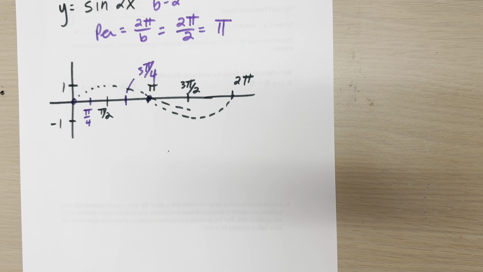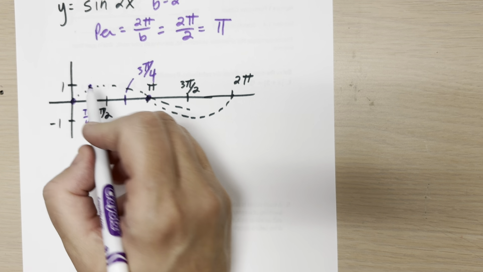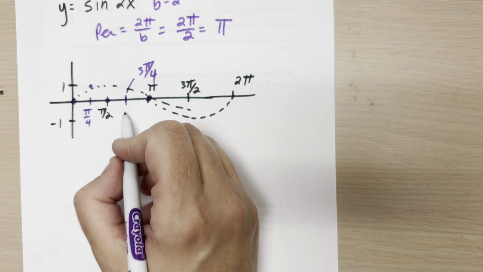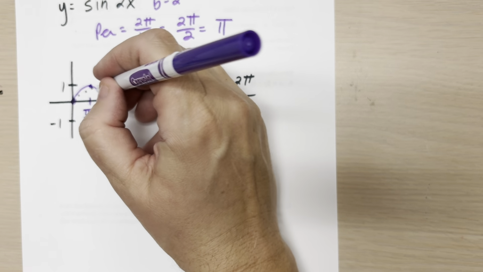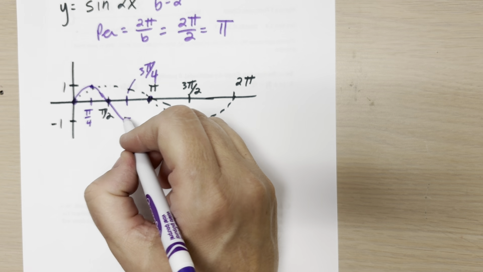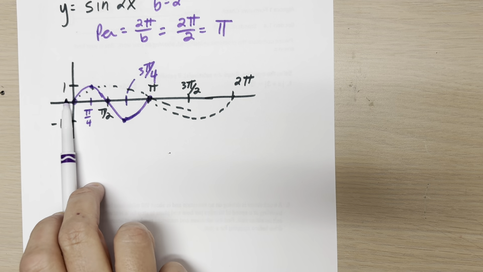Students usually struggle with that. If you think about it like fractions, it's not so bad. All right, so we're starting here. We go up to the max, back down to the midline, to the min, back there. So we go like so. Gosh. So you can see how the sine curve has been squished in.